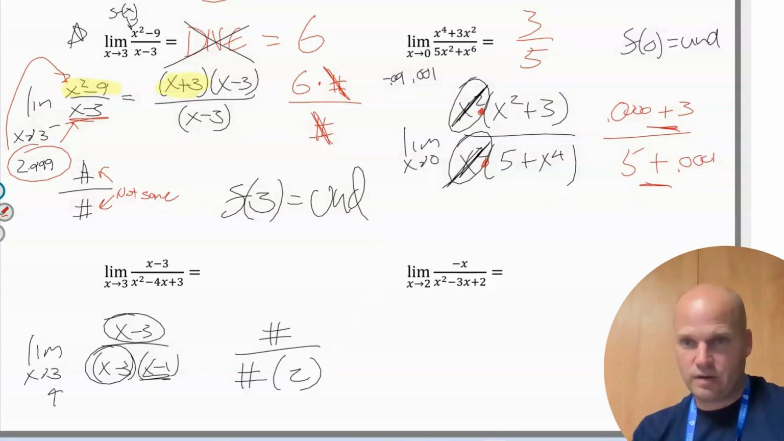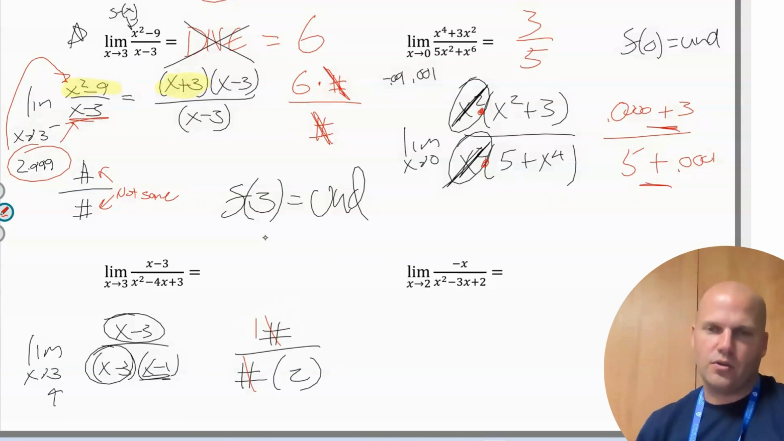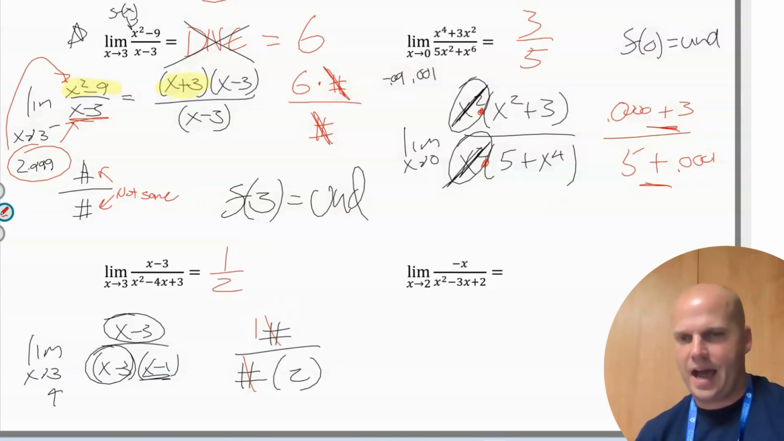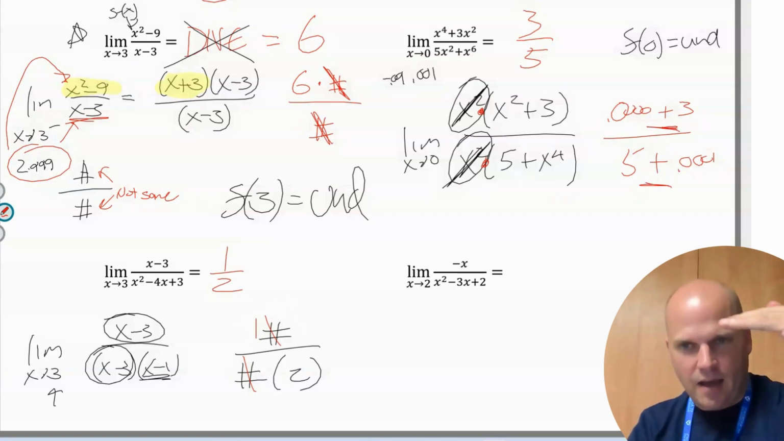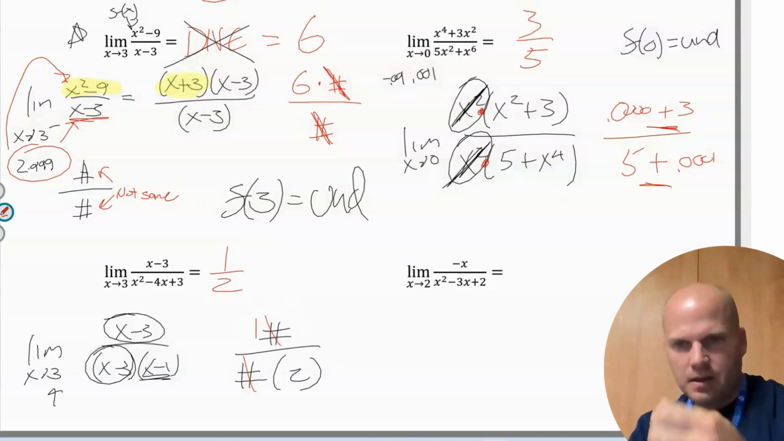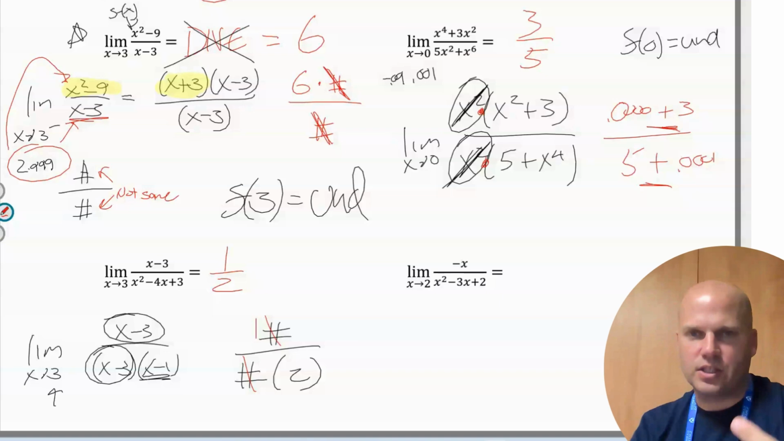Great. Just making sure everything's good. These numbers will cancel, but they leave ones. Don't say the answer is 2. The answer is a half. Again, f of 3 is undefined, but we would be approaching this value 1/2. This is the idea behind holes and finding the locations. I hope you get that.